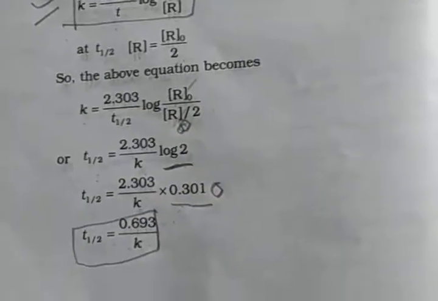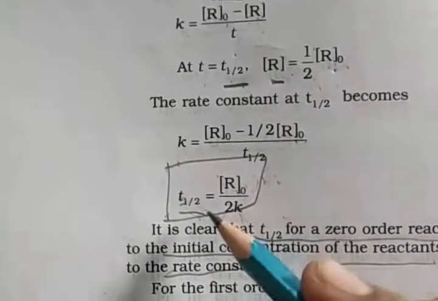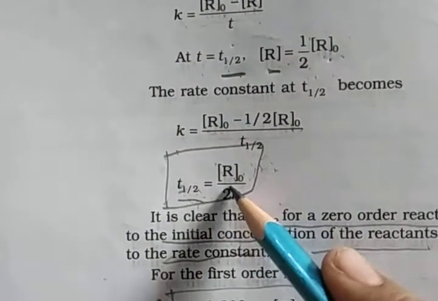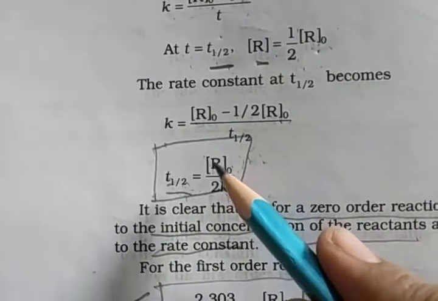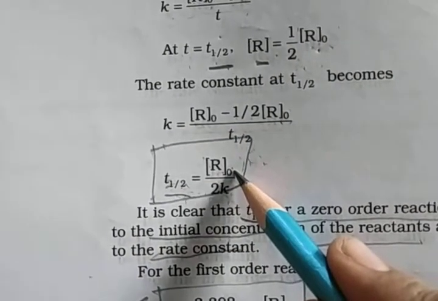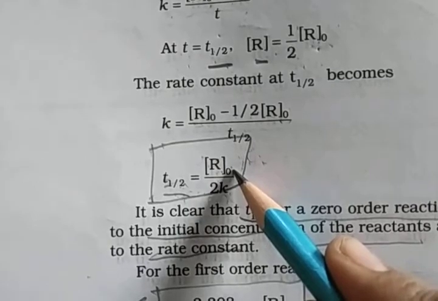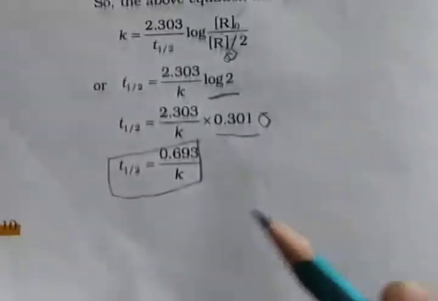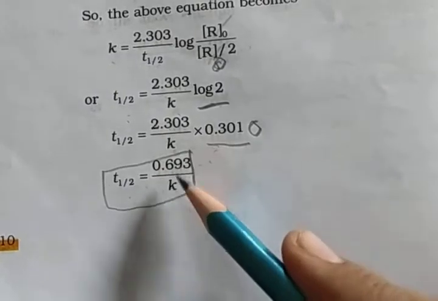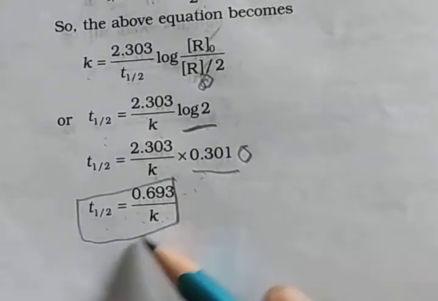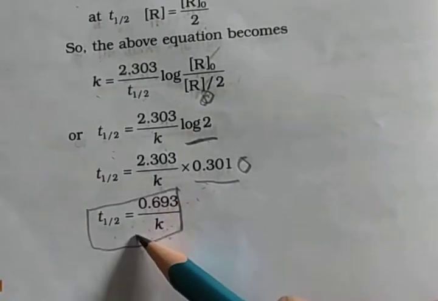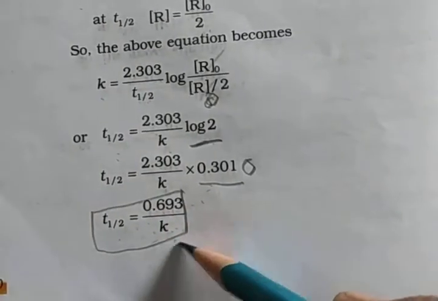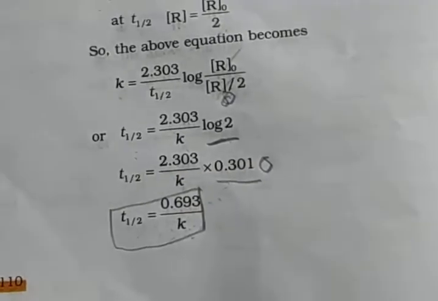Here you see that for a zero order reaction, T half is equal to R naught upon 2K, so the half-life is directly proportional to the initial concentration. But for first order, T half is equal to 0.693 divided by K, which means it does not depend on concentration. So the first order reaction is independent of R naught.